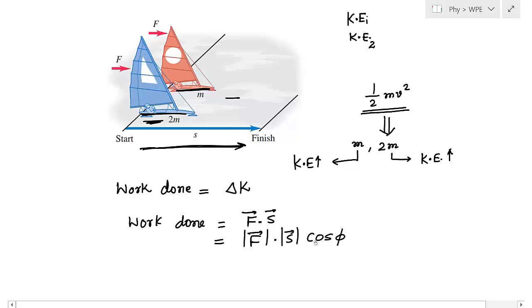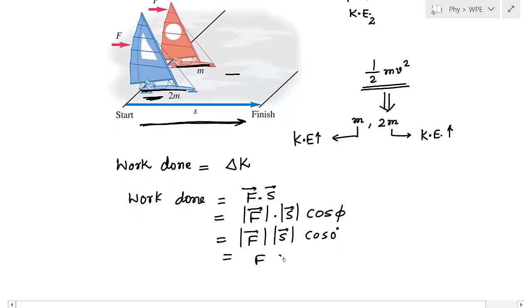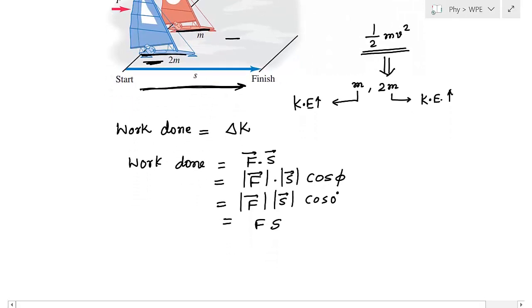In this case, displacement and force are both in the same direction, that is, the angle between displacement and force is 0. So I can simply write this as the magnitude of force, the magnitude of displacement, and cos of 0 degrees, which is equal to 1. So I can write F times S. The magnitude of force is F and the displacement traveled is S. So this is the amount of work that has been done on both the ice boats. Both ice boats have experienced the same amount of work, and that is Fs.